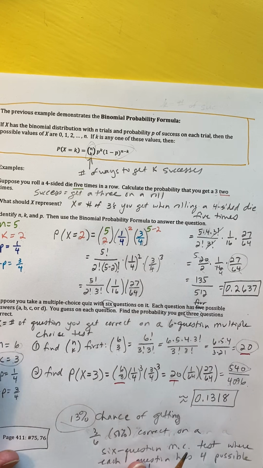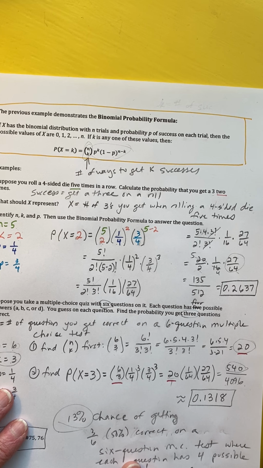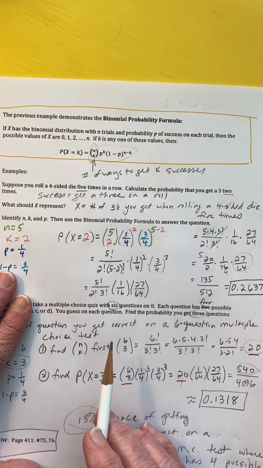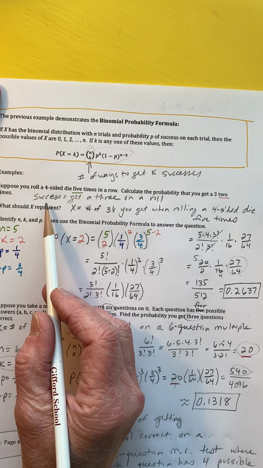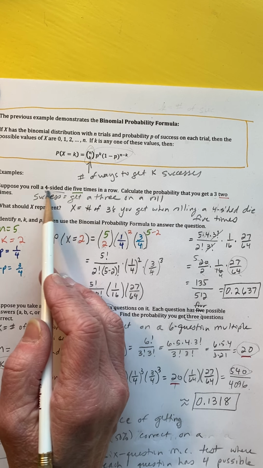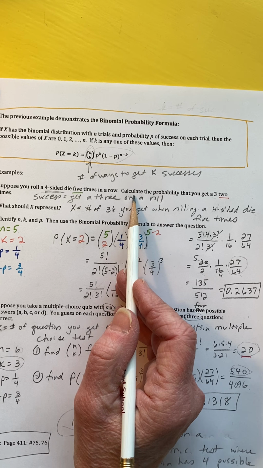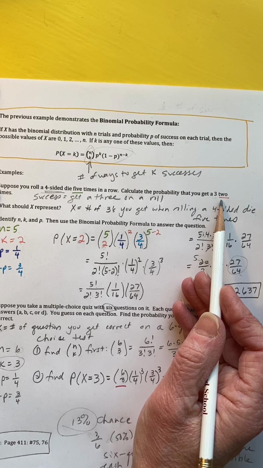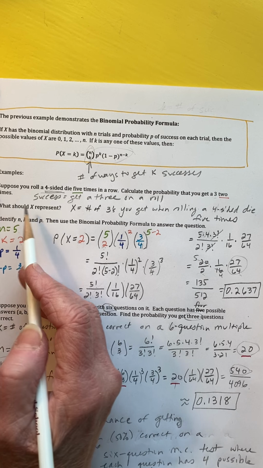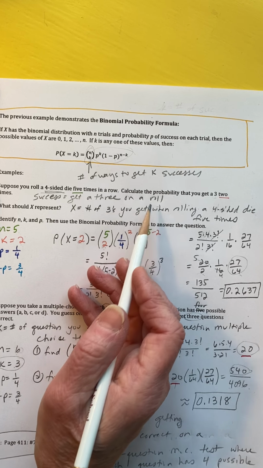Let's do an example to see how this works. This is a dice example, but it's different than the one you did for homework. We're going to say we have a 4-sided die, and we're going to roll it 5 times in a row. We're going to calculate the probability that you get a 3 2 times. So success is getting a 3 on a roll.